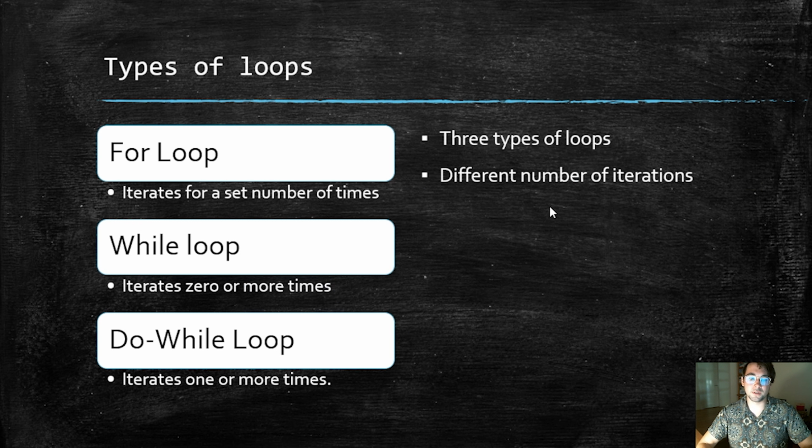So in programming, you're going to see 3 main types of loops. And the main difference between all these types of loops is the number of iterations. So with the for loop, we just saw it iterated for a set number of times. So that was, I wanted to print my name out 5 times. It was set for that 5 times. Whereas the while loop iterates 0 or more times, and the do while loop iterates 1 or more times.